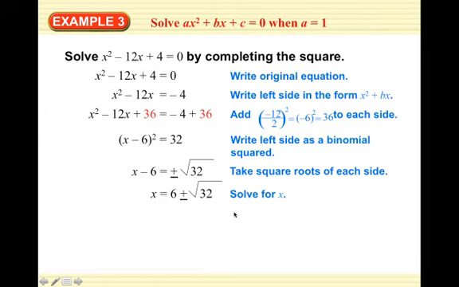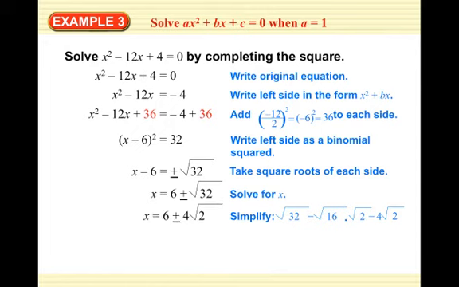Now we need to look at that square root of 32 and see if we can simplify it. 32 does have a perfect square factor of 16. So square root of 32 equals square root of 16 times 2. Square root of 16 is 4, so it equals 4 times square root of 2. So we're going to have x equals 6 plus or minus 4 square root of 2.